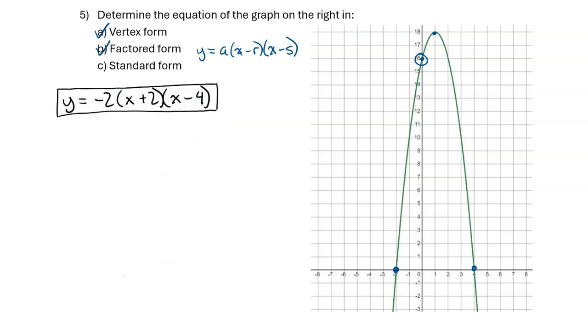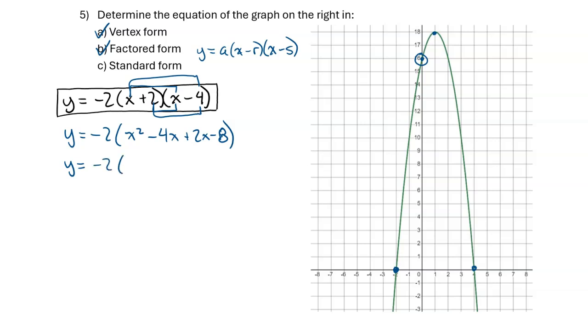So now, if you're writing in standard form, that's something you can't solve directly. You have to first find it in vertex form or factored form, and then put it into standard form. So what I'm going to do for part C here for standard form is I'm going to FOIL this out. x times x is x squared. x times -4 is -4x. 2 times x is +2x. And the 2 times -4 is -8.